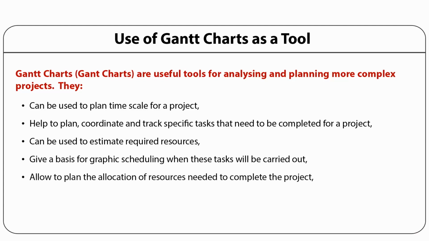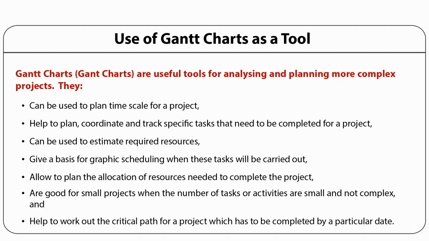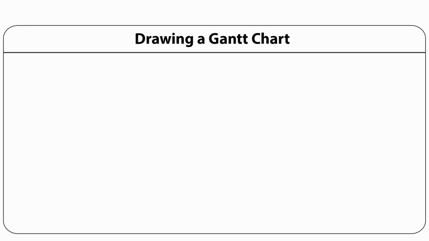Fifthly, they allow us to plan the allocation of resources needed to complete the project. Sixthly, these are good for small projects when the number of tasks or activities is small and not complex. And lastly, these help to work out the critical path for a project which has to be completed by a particular date. Let's now learn how we can draw a Gantt chart.